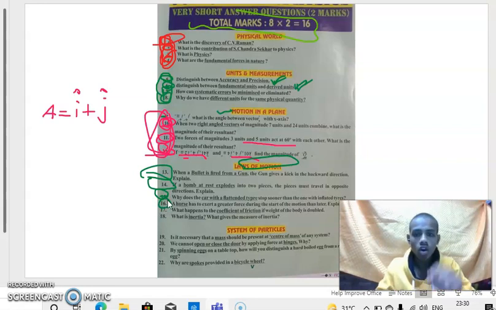Next, a horse has to exert a greater force during the start of motion than later. Explain. Because of static friction.